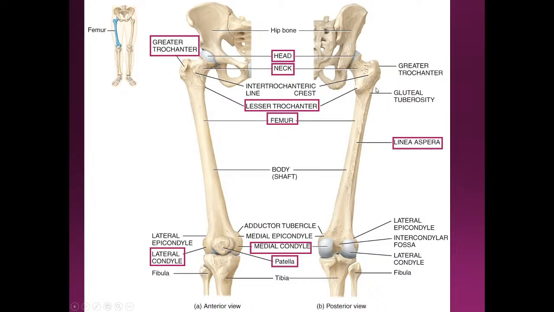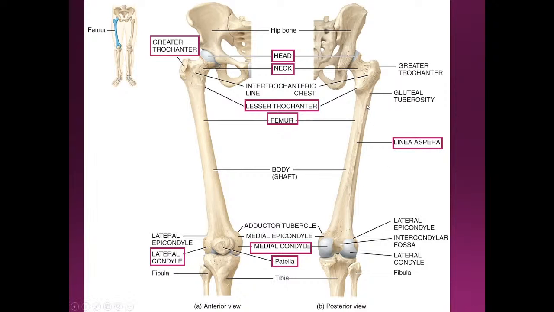The gluteal tuberosity here is a raised rough area which allows for the insertion of the gluteal muscles. The gluteal muscles will act on the femur by pulling it either posteriorly or laterally. Pull it back or to the side. Pull it out or back. All right.